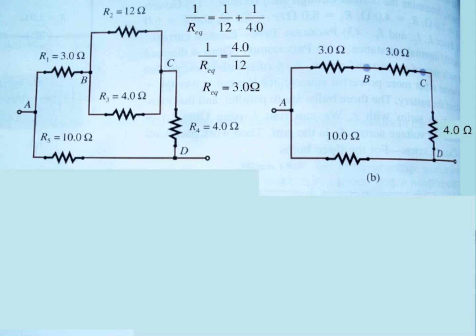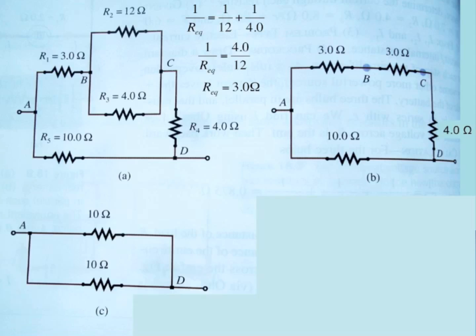And now what we can see is we have this top branch here that includes a 3 ohm, two 3 ohm resistors and a 4 ohm resistor. Well, those resistors are all in series with each other. And so for that, you just add them up. So 3 plus 3 is 6 plus 4 is 10. And we end up with this simplification. And so we have 10 ohms on the top branch and 10 ohms on the bottom branch. And so we can see there's just one final step.